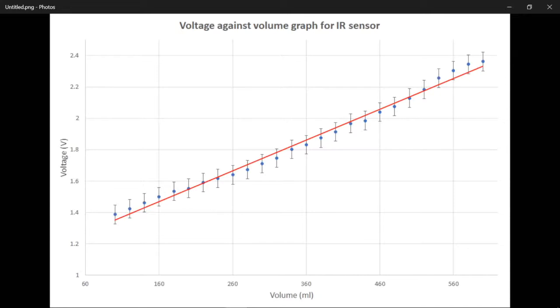This is a graph of voltage against volume, which was plotted in Microsoft Excel. It can be seen that as volume increases, the distance between the sensor and the foam decreases, thus increasing the voltage. Linear regression was carried out to find a relationship between voltage from the IR sensor and the volume in the tank, which was later used in the experiment.